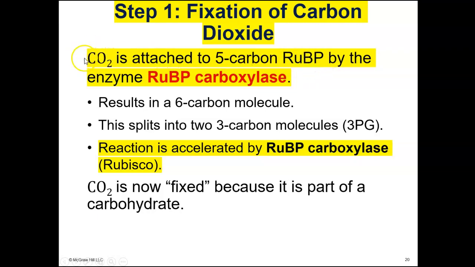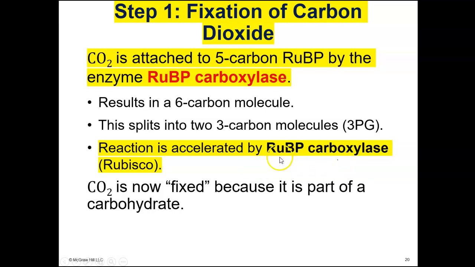Carbon dioxide has 1 carbon in it, and then RUBP has 5 carbons. So when they're attached, you have a 6-carbon molecule that is immediately split into 2 3-carbon molecules. But the most important thing is that carbon dioxide is attached to RUBP. The enzyme that carries out this reaction is called RUBP carboxylase, also known as Rubisco. This enzyme is the most abundant enzyme on the entire Earth. So that just lets you know how important photosynthesis is.